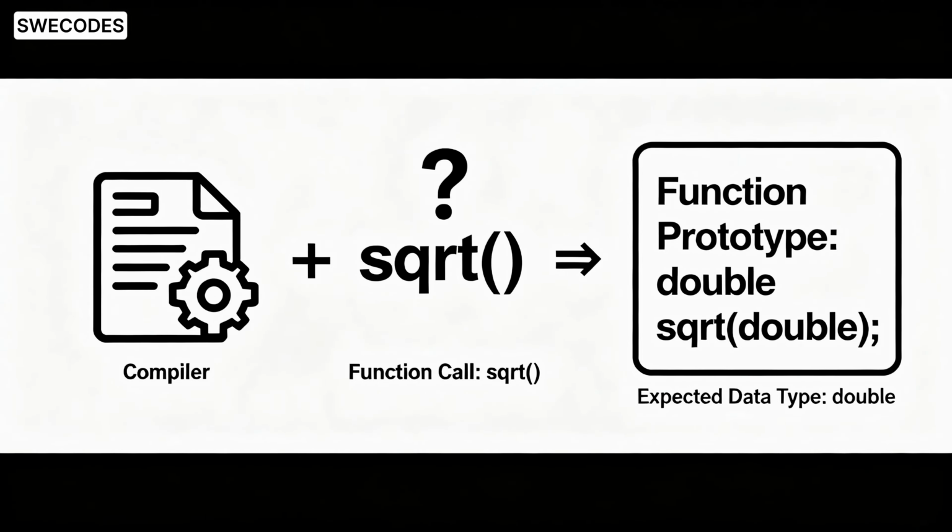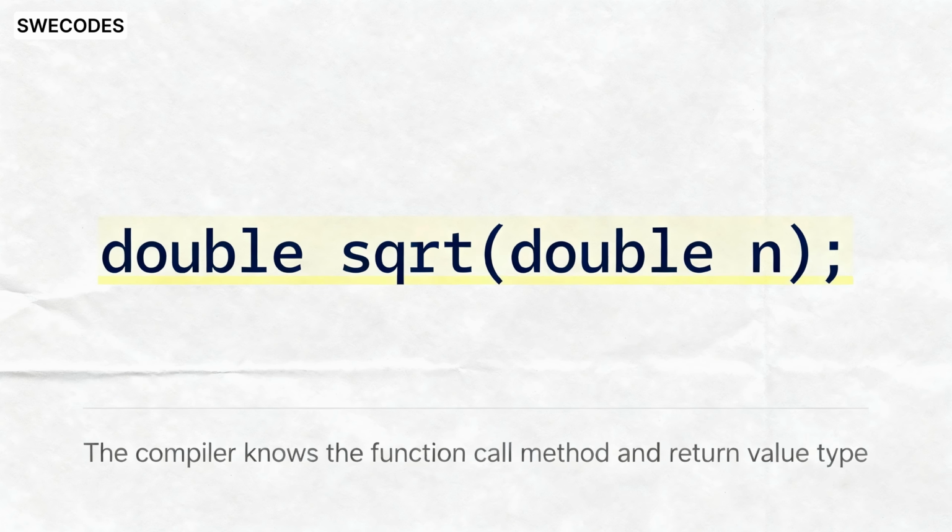When you include the line #include <math.h>, you're not adding the actual function code. You're adding a prototype, a declaration that tells the compiler there's a function named SQRT that takes a double and returns a double. In plain English, the compiler now knows exactly how to call it and what kind of value to expect back. Here's what that prototype looks like inside the library: double sqrt(double n).